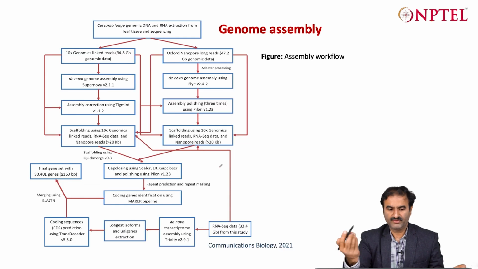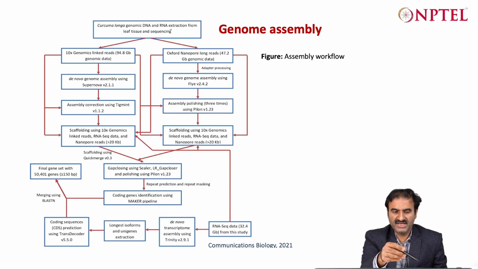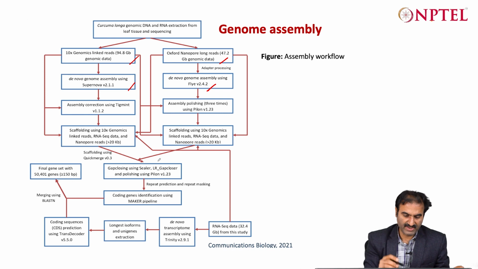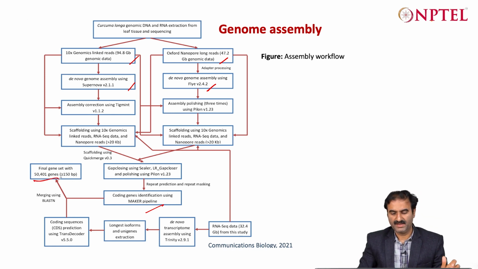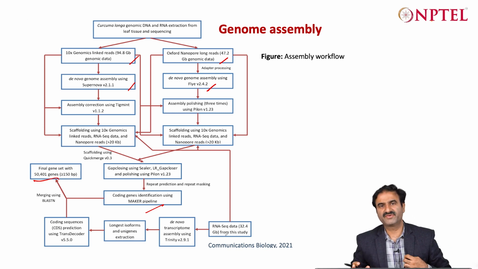Using the leaf tissue of the turmeric plant, DNA was extracted, and 10x Genomics and Oxford Nanopore were used. Supernova was used for the 10x reads, and Flye for the Oxford Nanopore reads. Genome polishing, scaffolding, and gap closing were done. Then the genes were identified with the MAKER pipeline, giving a final gene set of 50,000 genes, with RNA-seq as empirical evidence for correcting the gene start, end, and exon-intron information.